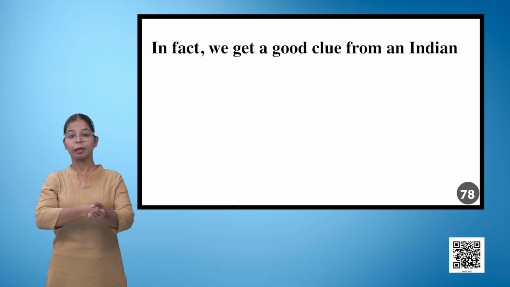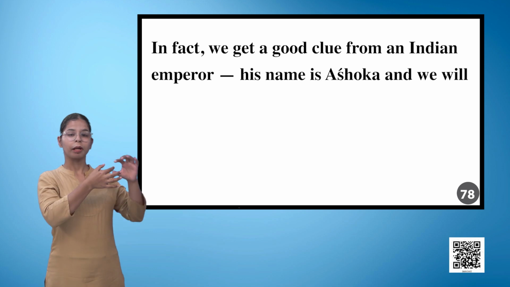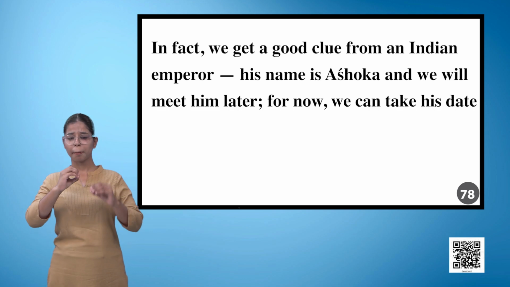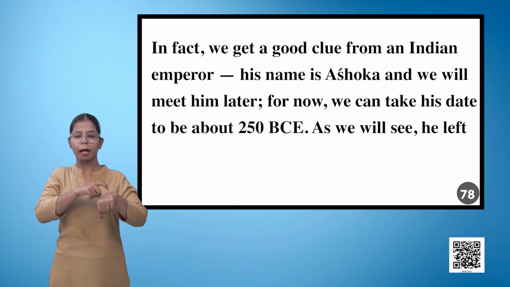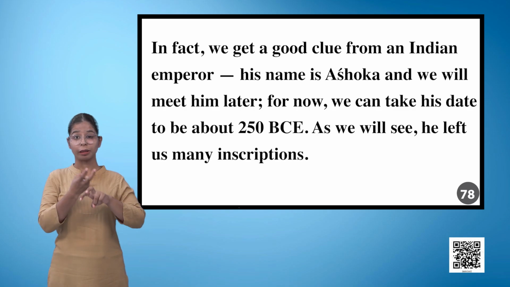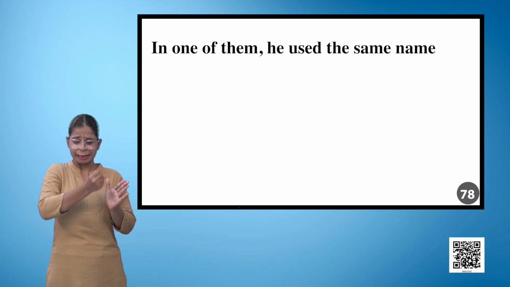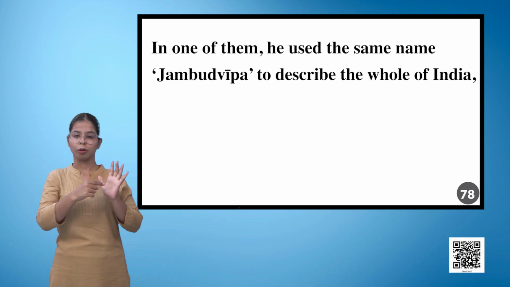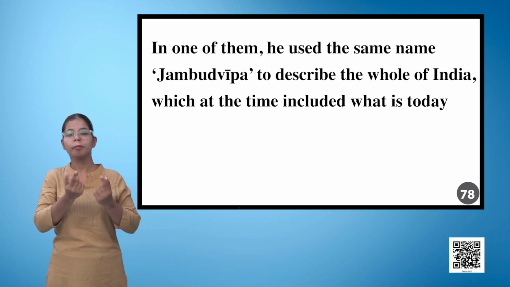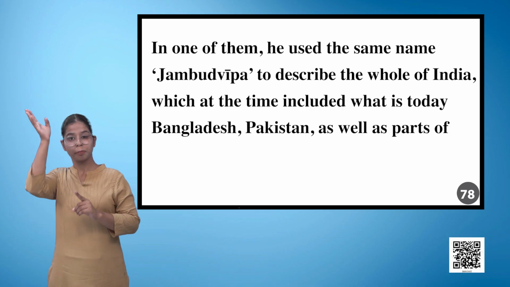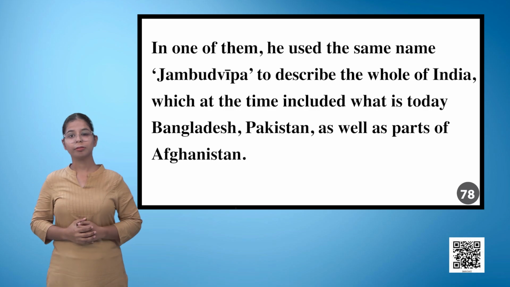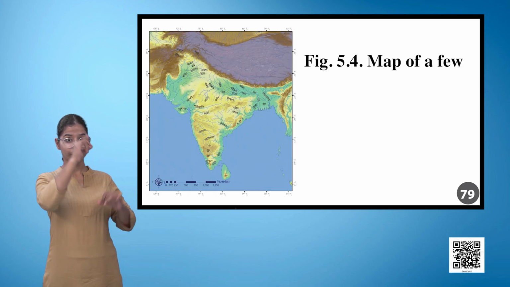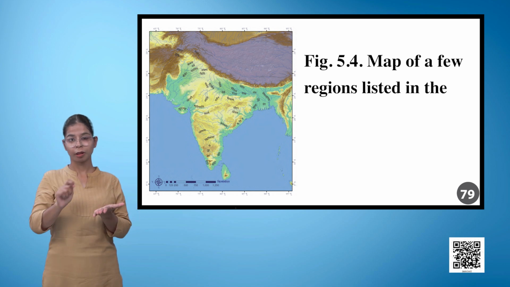In fact, we get a good clue from an Indian emperor. His name is Ashoka, and we will meet him later. For now, we can take his date to be about 250 BCE. As we will see, he left us many inscriptions. In one of them, he used the same name, Jambudvipa, to describe the whole of India, which at the time included what is today Bangladesh, Pakistan, as well as parts of Afghanistan. Here we have figure 5.4, map of a few regions listed in the Mahabharata.